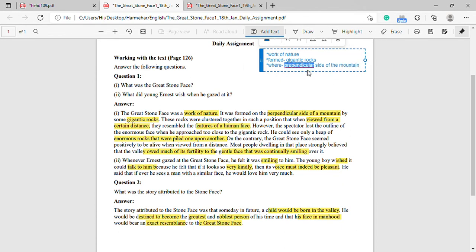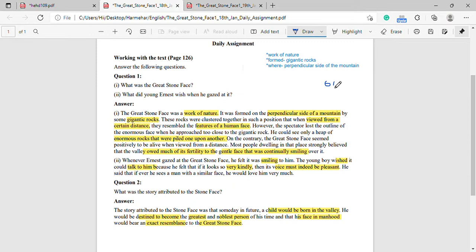Now, this is what the Great Stone Face was in three points. It was a work of nature, it was formed by gigantic rocks, and it was formed on the perpendicular side of the mountain. Now, these rocks were clustered together by nature in such a position that when viewed from a certain distance, they resembled the features of a human face. When you view something from a distance, you will see that it resembles a human face.